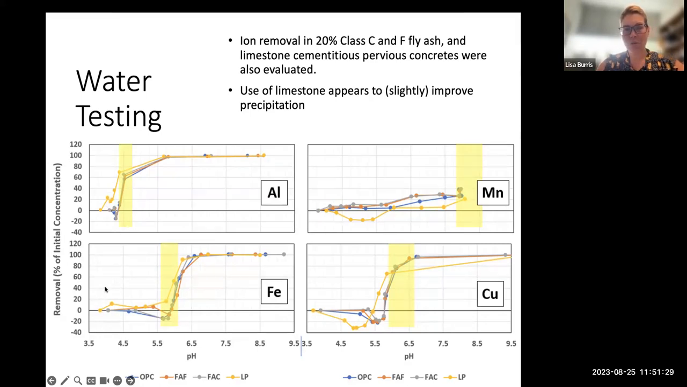And that happened for aluminum. That also happened slightly for iron. And it was very apparent for the copper, and manganese didn't seem to be as affected. So it suggests to me that using a calcium material can help to remove higher amounts of metals from your system.